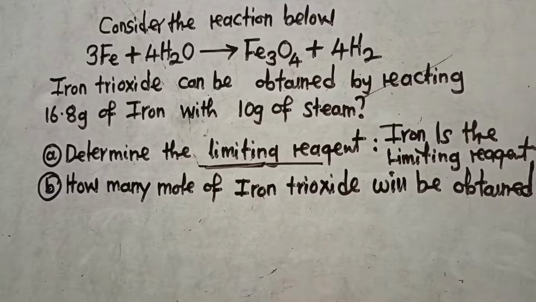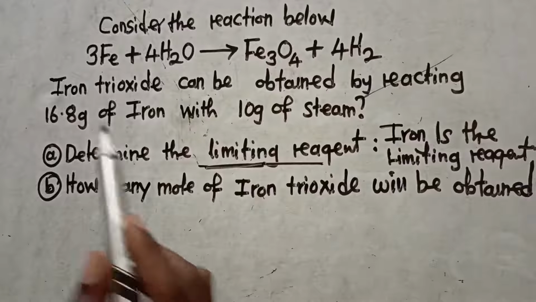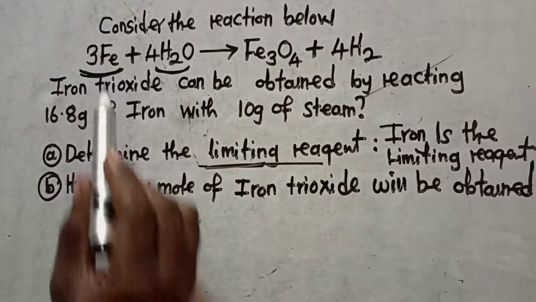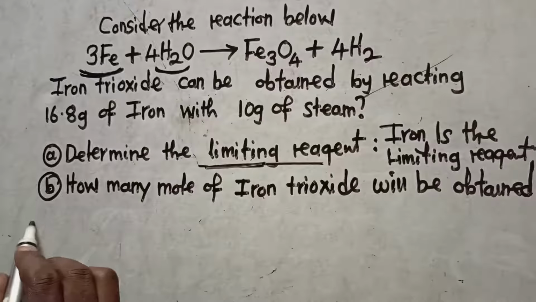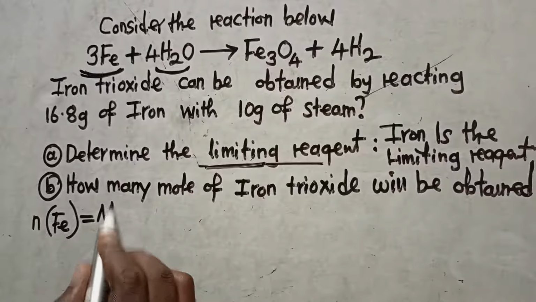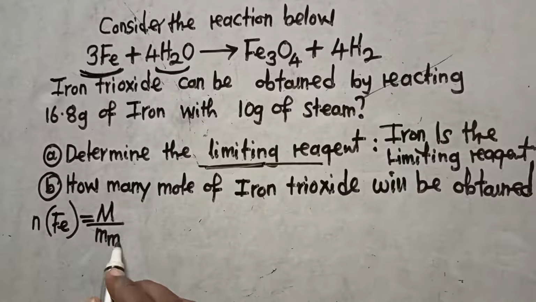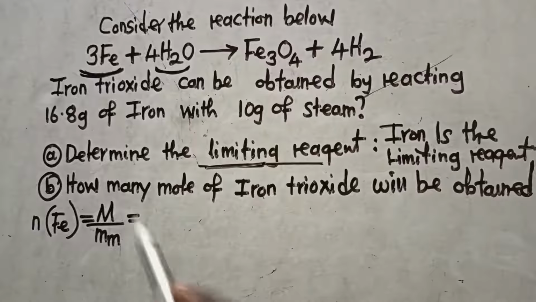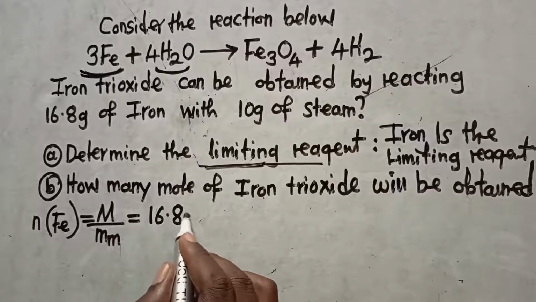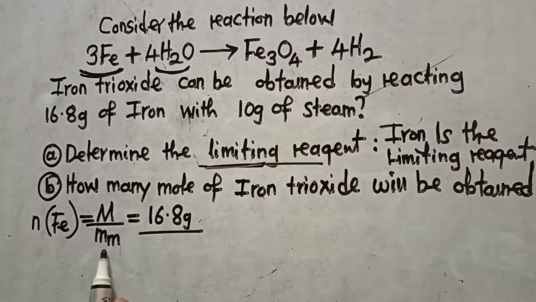How do we calculate? We calculate the number of moles for this one and the number of moles for that one. So the number of moles for iron: we say mass over molar mass. What is the mass for iron? We are given 16.8. That is the mass over the molar mass. What is the molar mass for iron? The mass number for iron is 56, if you check your periodic table.